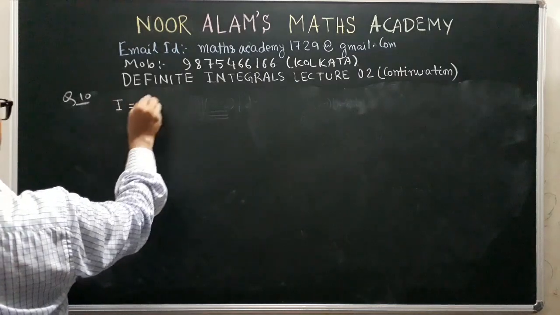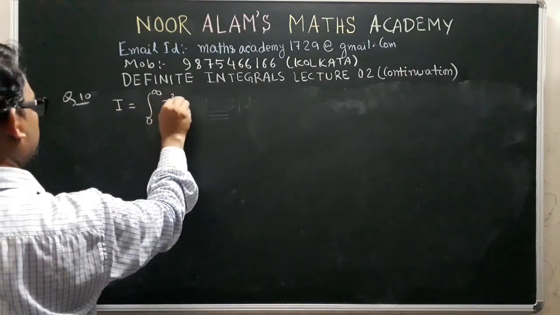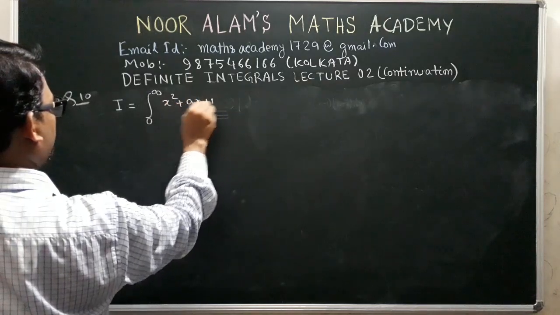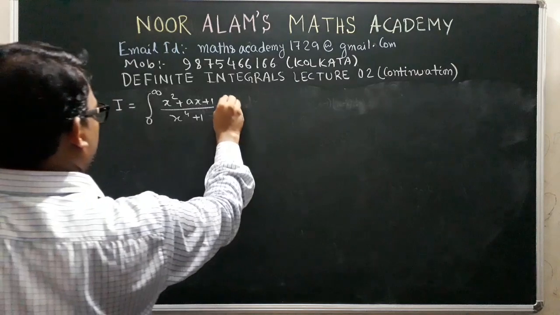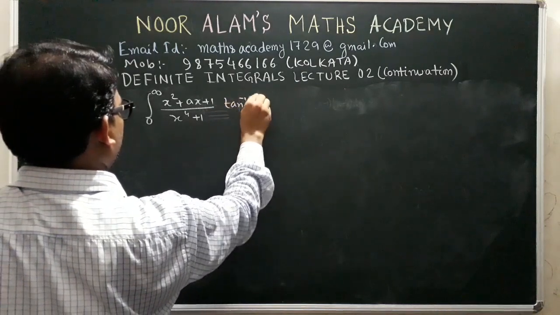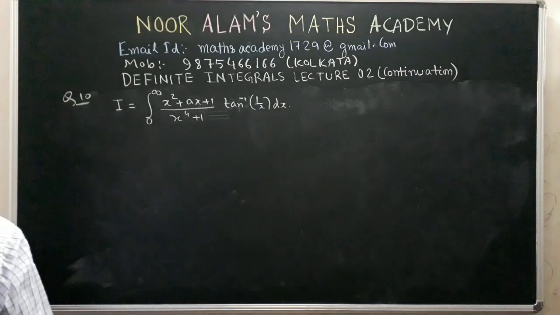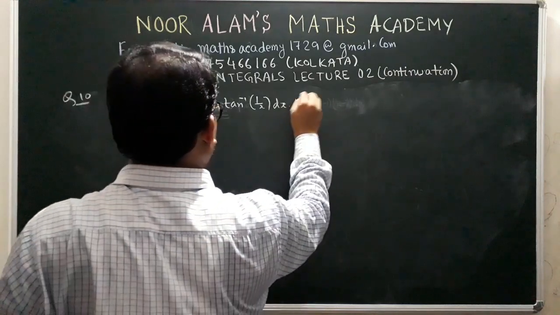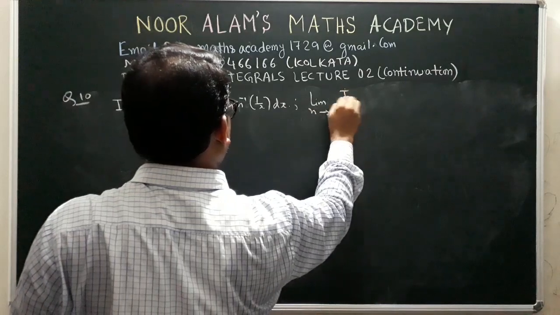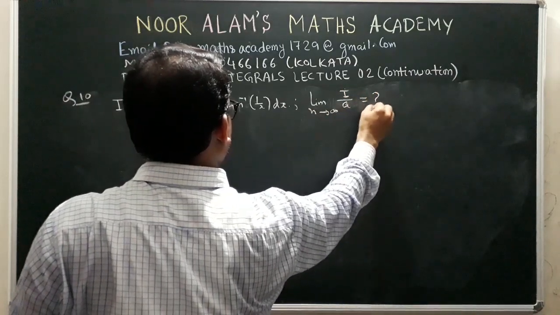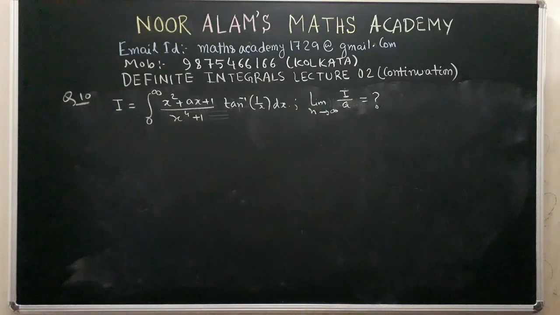I is given as the integral from 0 to infinity of (x square plus ax plus 1) divided by (x power 4 plus 1), times tan inverse of 1 by x, dx. This I value is given. Now we have to find this limit: limit n tends to infinity of I by a. What is its value? We have to find this value.